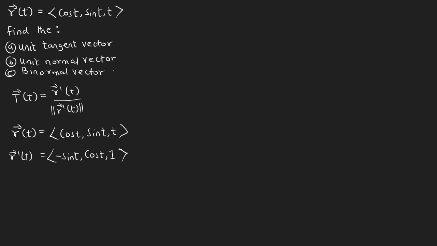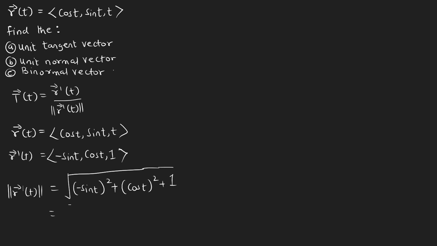So now let's find the magnitude of this vector function. That will be equal to the square root of the squares of the component functions, right? So that will be minus sine t squared, plus cos t squared, plus 1 squared, which is the same as 1. Okay, so let's rewrite this here.